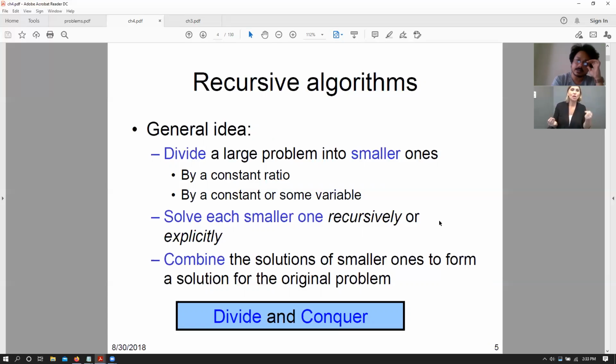So in general, a recursive algorithm contains 3 things. One is divide the larger problem into a smaller problem or a bunch of smaller problems. Then conquer the problems, in the sense that you solve each of the smaller problems recursively, and then combine all of them together to get the final solution to the original problem.